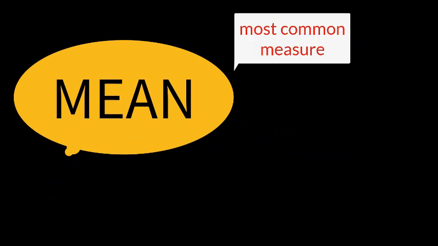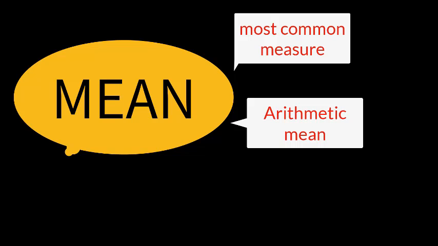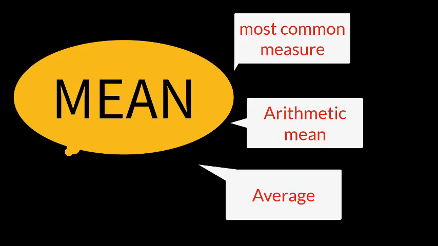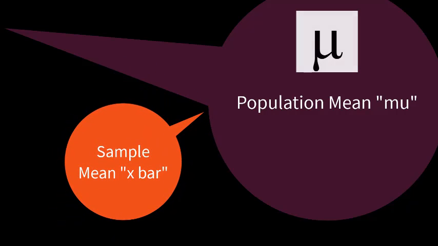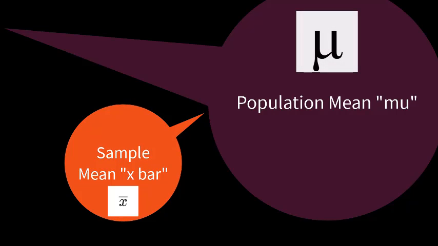First in our list is the mean. The mean is the most common measurement of average. It is also called the arithmetic mean or the computed average, or average in general. The population mean is denoted by the Greek letter mu, whereas the sample mean is represented by x bar. Moreover, mean can be used when the data are interval or ratio.